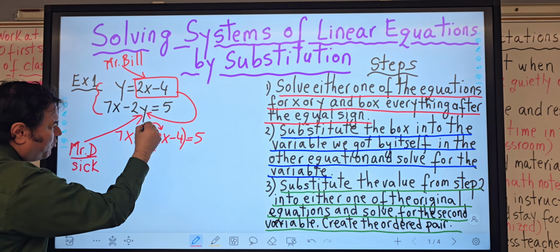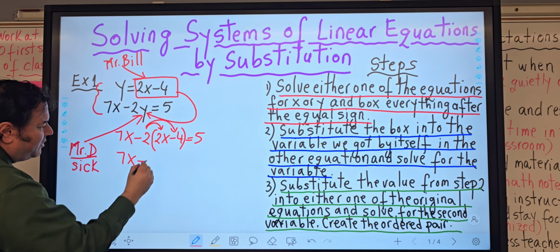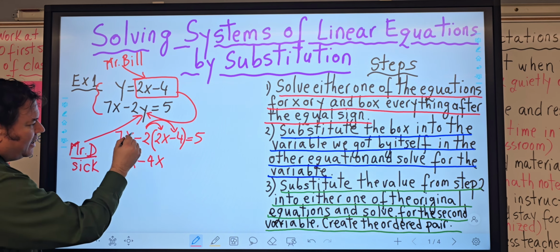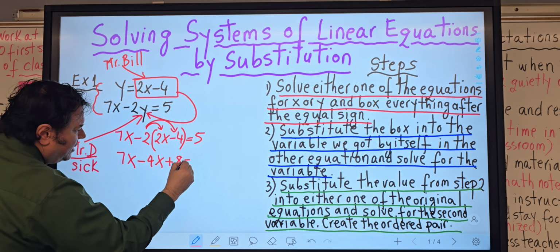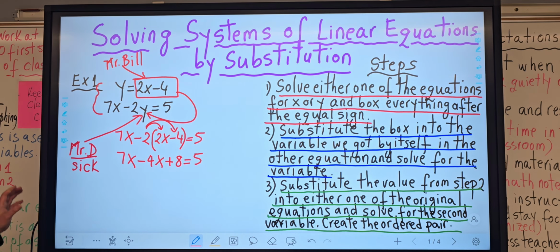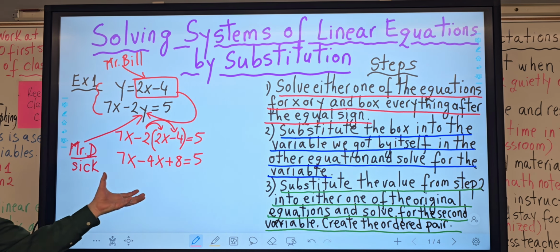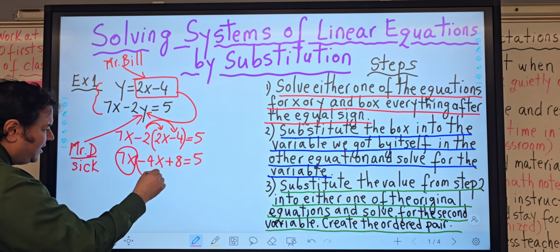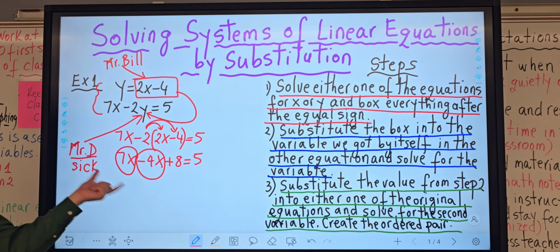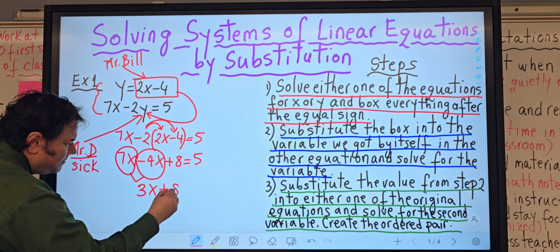We are going to use the distributive property here. So we have 7x, negative times a positive becomes negative 4x, negative times a negative becomes positive, 2 times 4 is 8, plus 8 equals 5. We got rid of the parentheses using the distributive property. Now we are going to combine the like terms. We see that 7x and negative 4x are like terms, and we can combine them together. 7x minus 4x becomes 3x plus 8 equals 5.